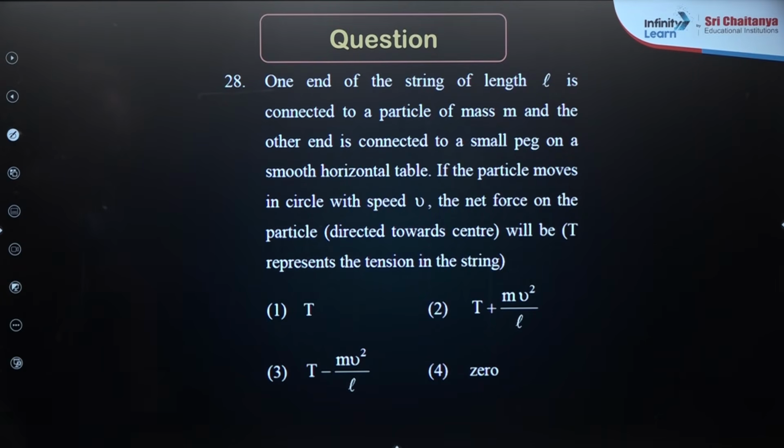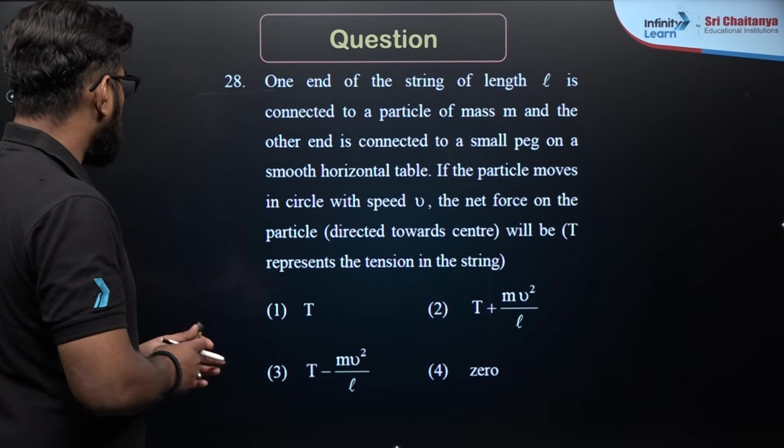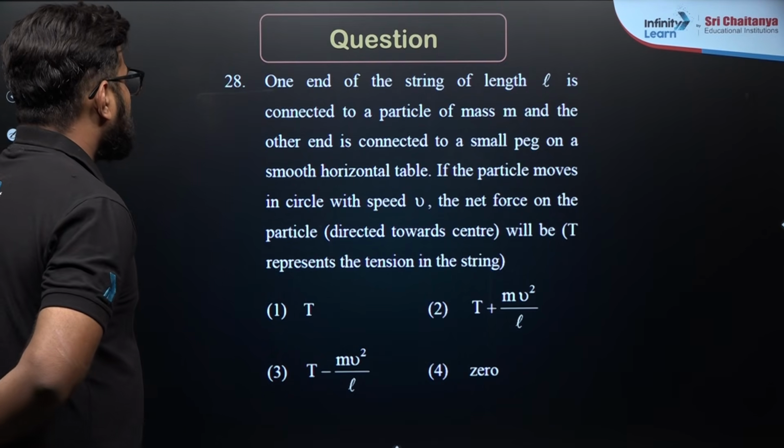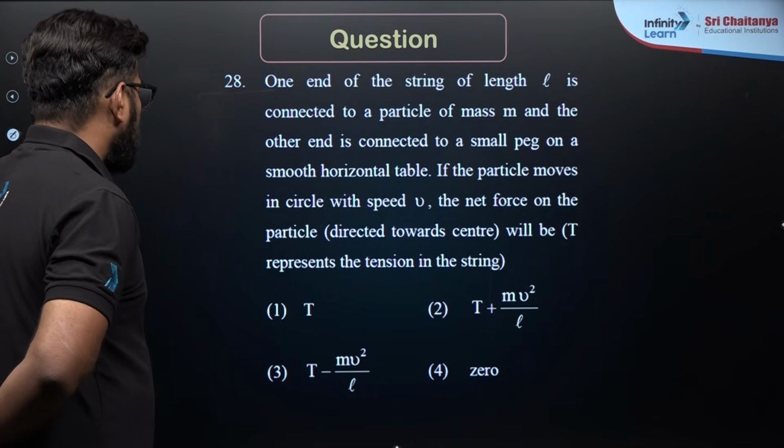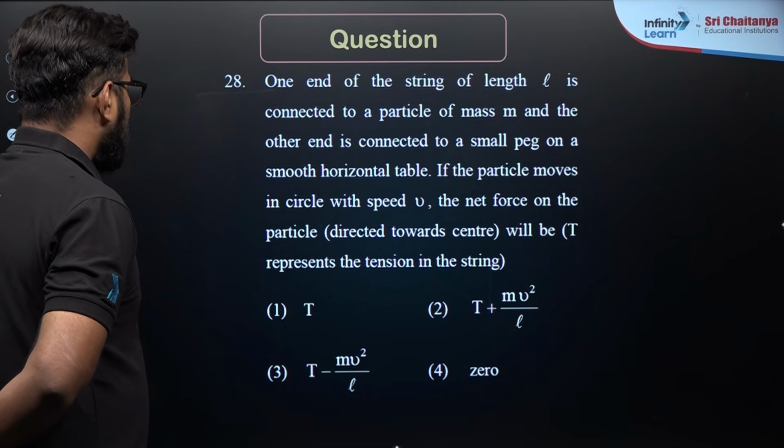One end of a string of length L is connected to a particle of mass small m and the other end is connected to a small peg on a smooth horizontal table. The particle moves in a circle with speed v. The net force on the particle will be?